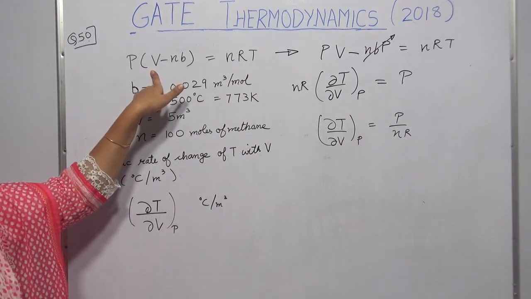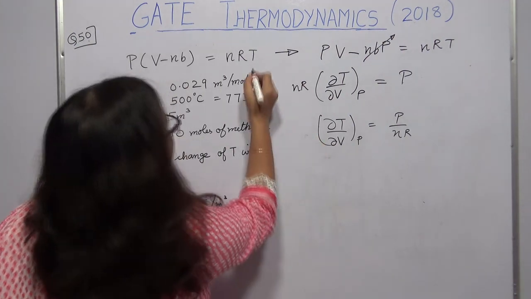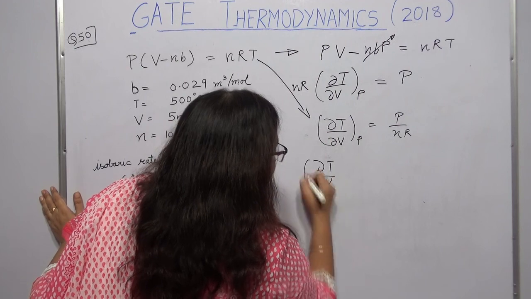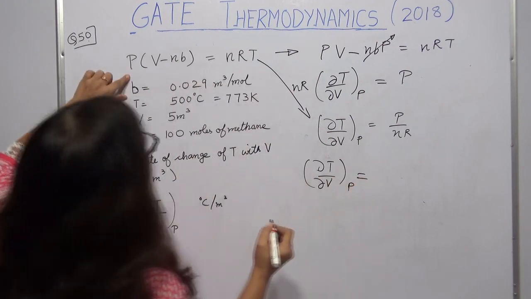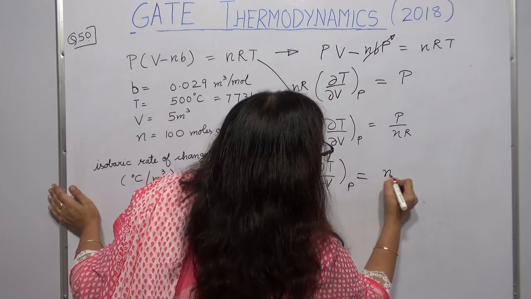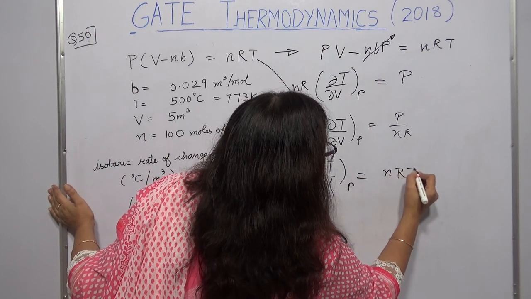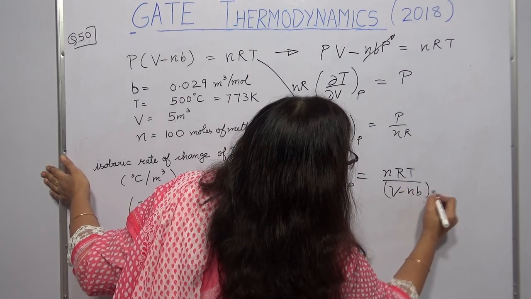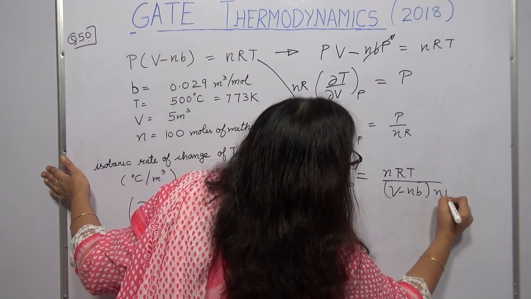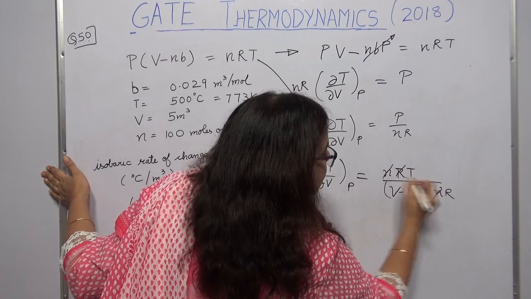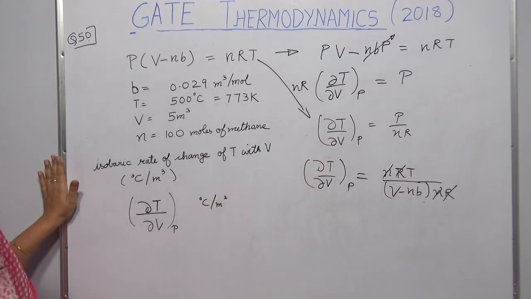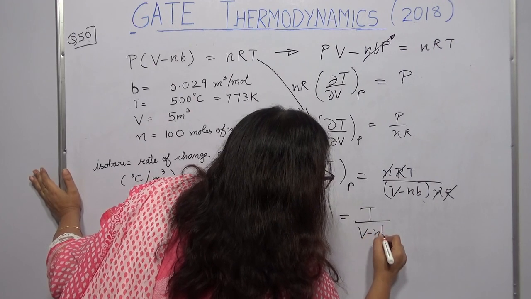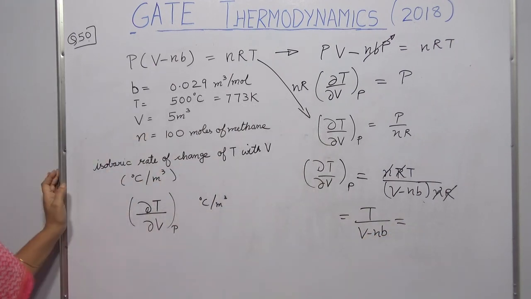But from here, what is your P? So I am going to put my value of P from here. So del T by del V at constant P is equal to nRT divided by V minus nB, and this whole thing is divided by nR. My nR in the numerator and denominator gets cancelled, so I am left with T divided by V minus nB. Okay, now put your values.